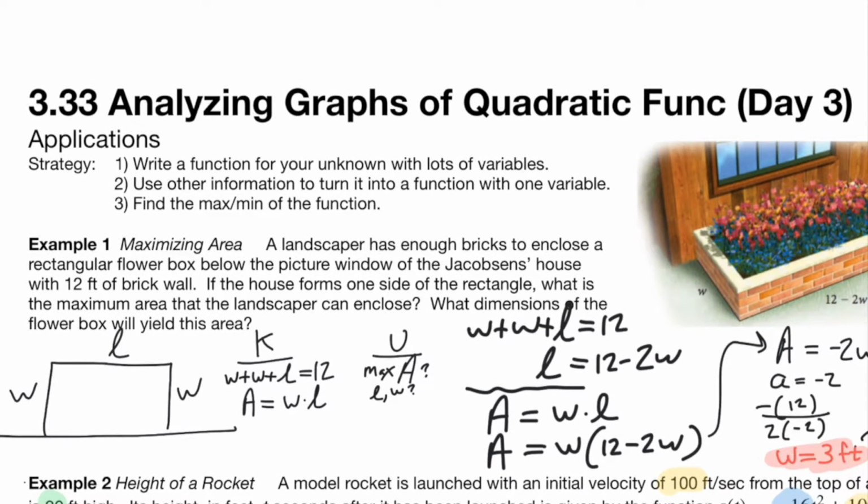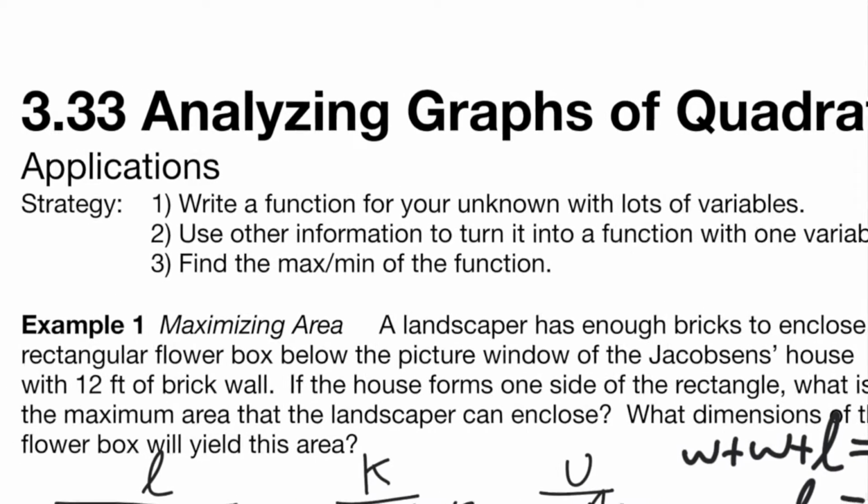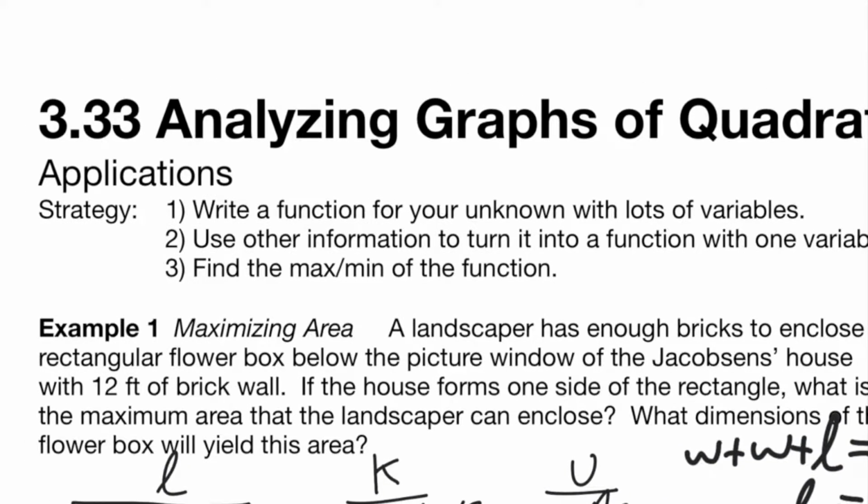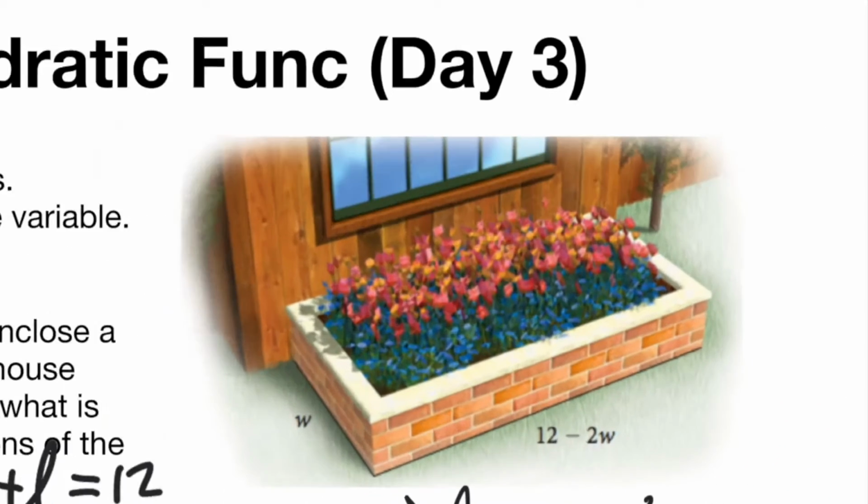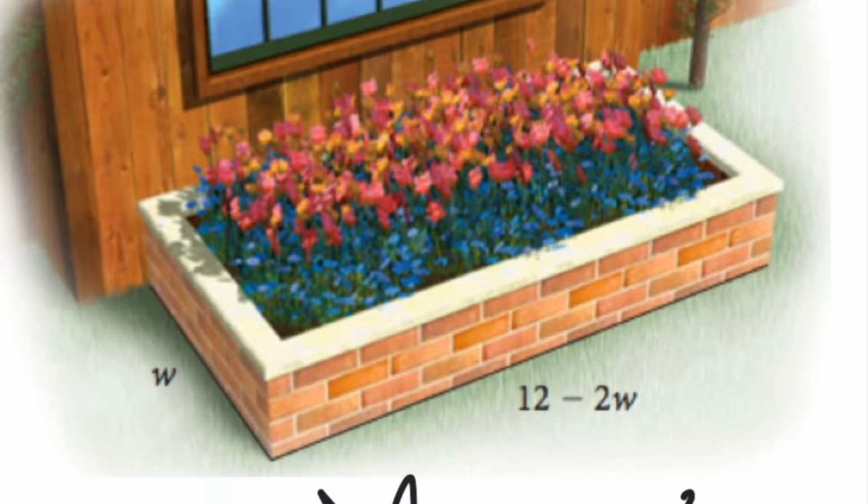Example 1, maximizing area. A landscaper has enough bricks to enclose a rectangular flower box below the picture window of the Jacobson's house with 12 feet of brick wall. And you can see the 12 feet right here. It's going to be this rectangular box, and the picture is actually inaccurate because you can see that the brick extends here along this edge in the picture, but that's not what we want to do. We just want to make brick, brick, brick, and those three sides are going to be a total of 12.